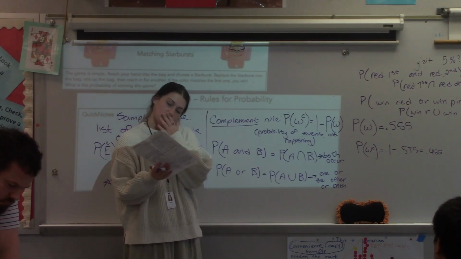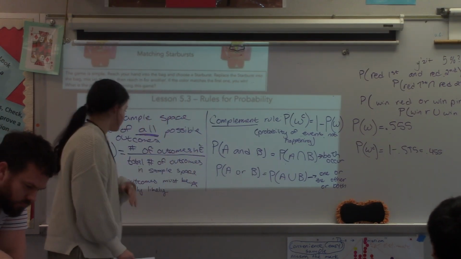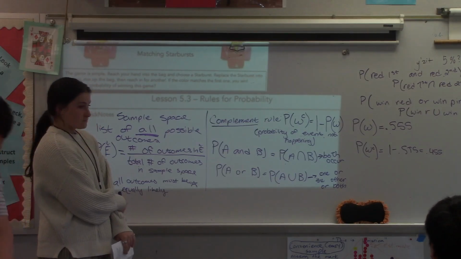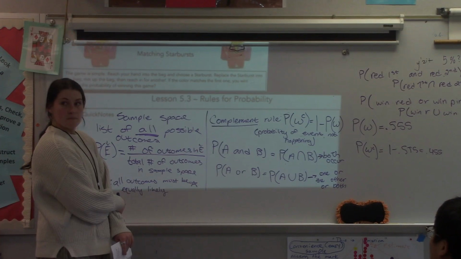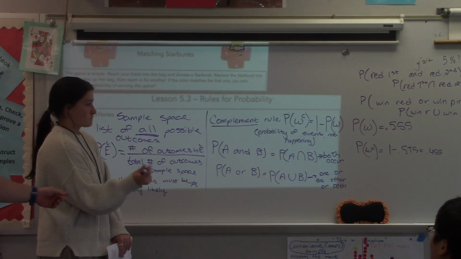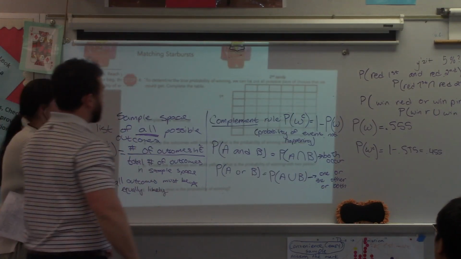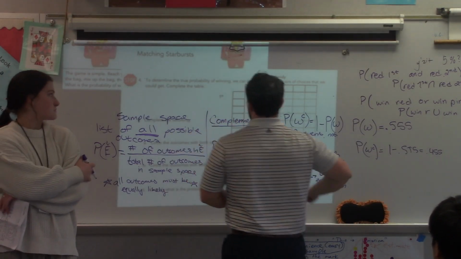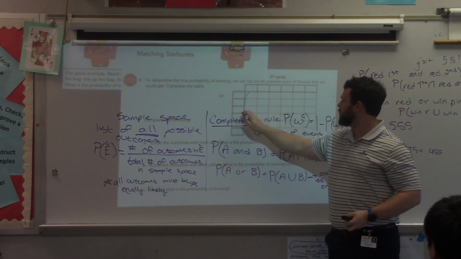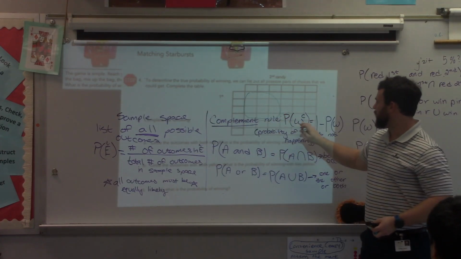Wait, so this is all events? Wouldn't that just be 100%? Think about it this way. The probability of winning was the probability of 2 reds or 2 pinks, right?